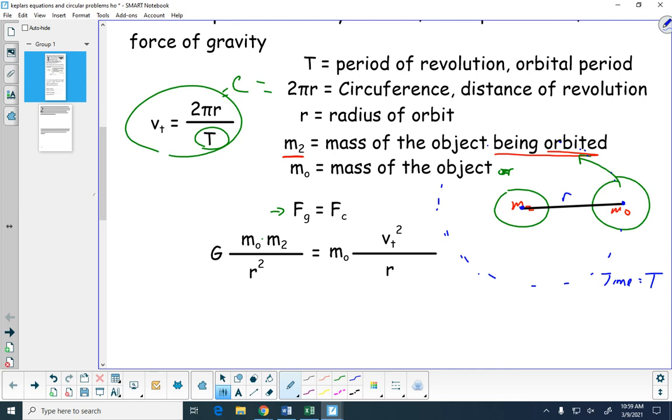And then we calculate our centripetal force. This is our centripetal force, mass times acceleration. This is my centripetal acceleration. My centripetal acceleration is v, or tangential velocity, squared divided by my radius. This is what we talked about last week.